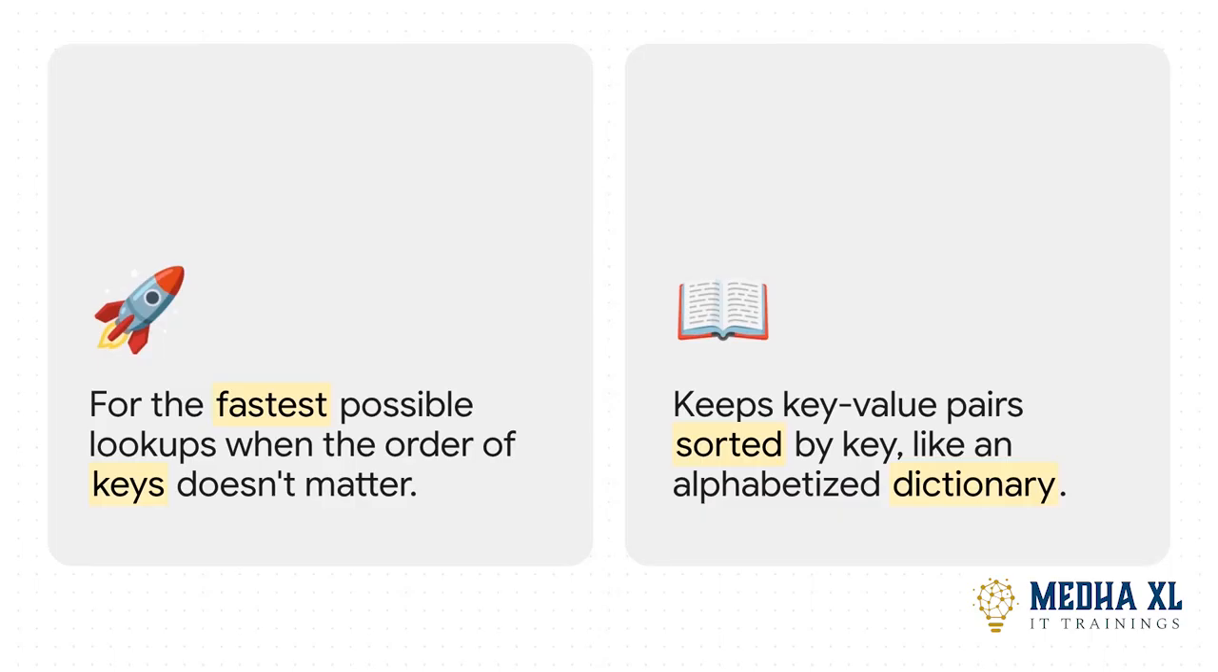And you guessed it, just like with our other collections, we've got a choice to make, and it all comes down to order. Do you need the absolute fastest possible lookups and you couldn't care less about the order of the keys? HashMap is your champion, all day. But if you need to keep your entries sorted by their key, like, say, a list of user IDs that you want to process and order, then a tree map is the perfect tool for that job.